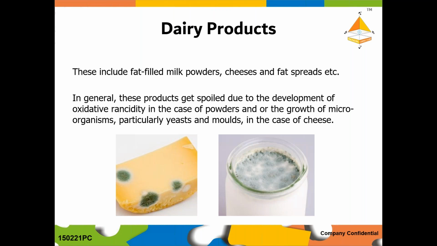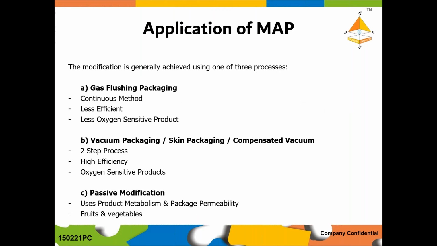Dairy products, this is what happens. And application of MAP. So now you can see so far what is going wrong when there's a change in the atmosphere. So how can application of MAP help, and what are the different types of MAP?